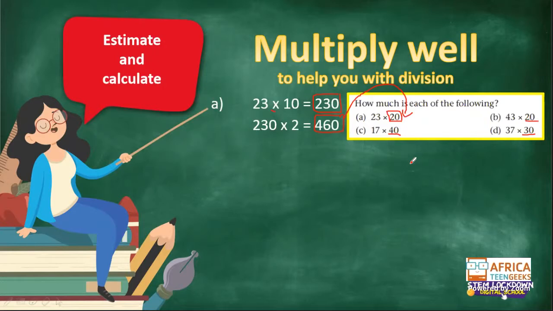Let's look at the next one. So 43 times 20. So what's the first thing you will do?